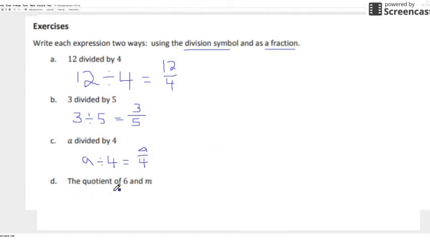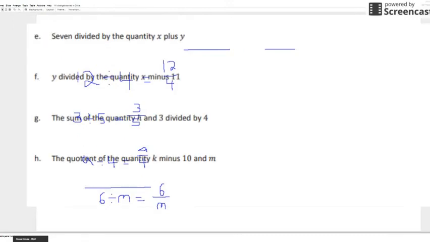The quotient of 6 and M. Whenever they give us the answer to a division problem, the first number or first symbol comes first, the second symbol comes second, and of course the same thing. 6, we read this as a fraction, 6 divided by M. We always read top to bottom. So there you go.